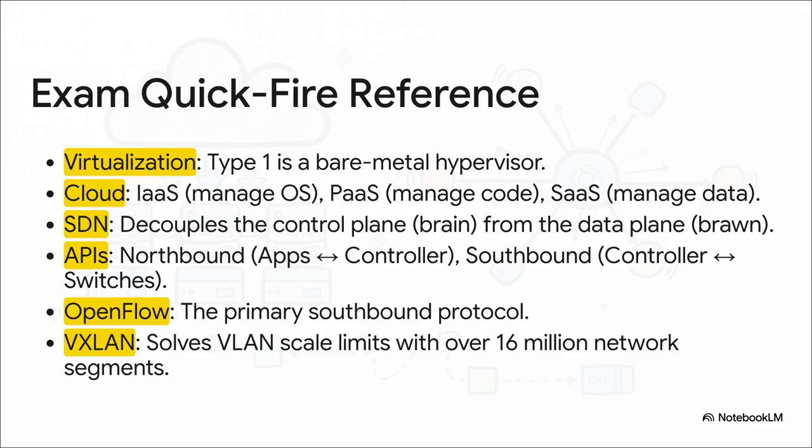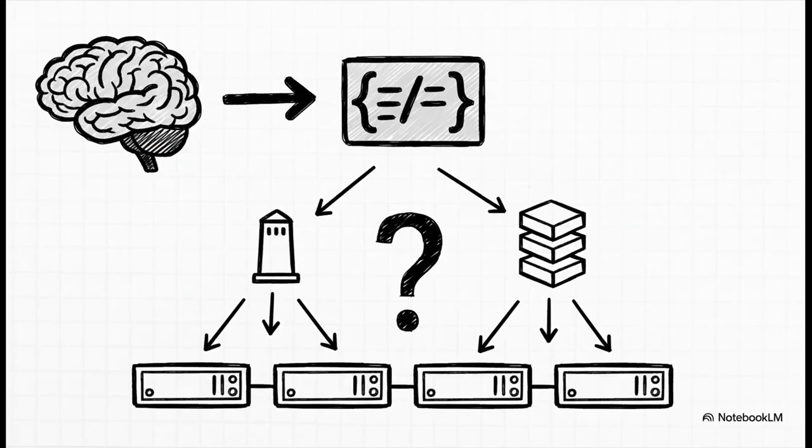And one last thing, VXLAN. In these huge cloud environments, the old VLAN technology maxes out at around 4,000 networks. That's nothing. VXLAN blows that away, allowing for over 16 million separate network segments, which is absolutely essential for this to work at scale.